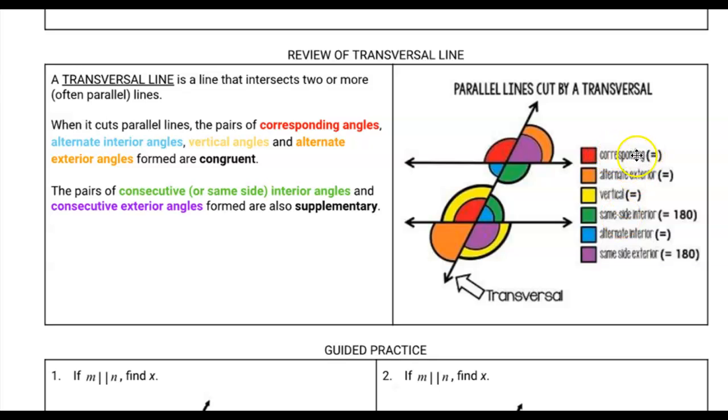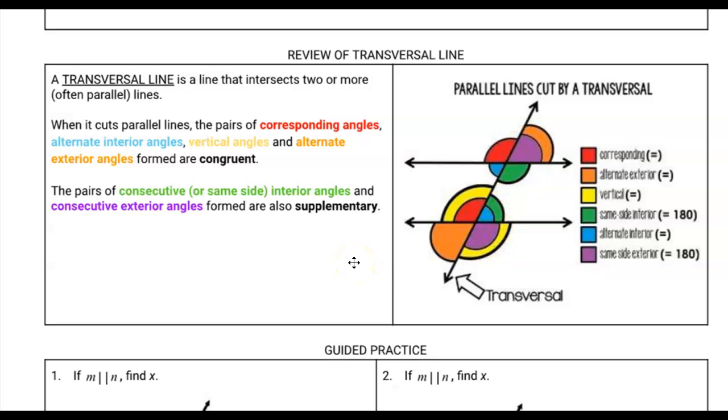Remember that the definitions are important, but it is also important to remember what the definitions mean. If you can identify that two angles are corresponding, for example, that means you know that they are equivalent or congruent to each other. They have the same measure. If you know that this purple angle and this purple angle are same side or consecutive exterior, you know that they add up to 180.